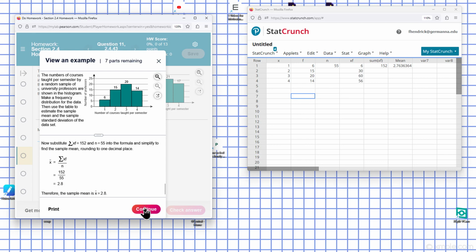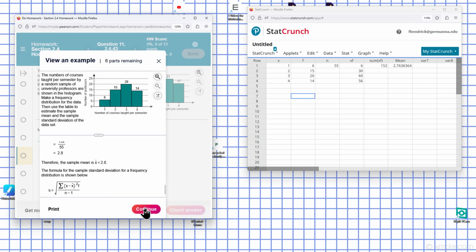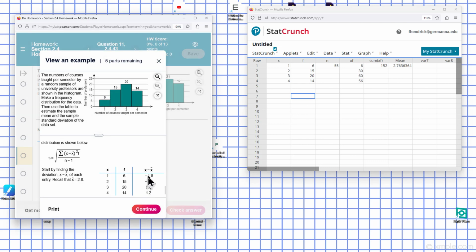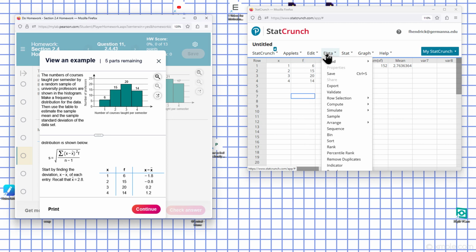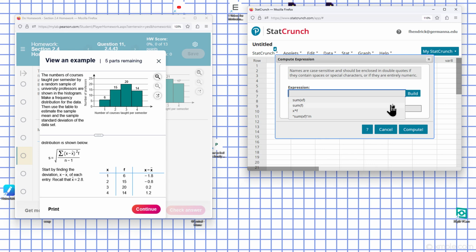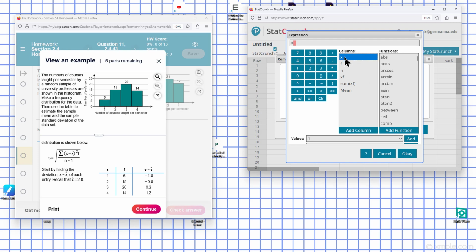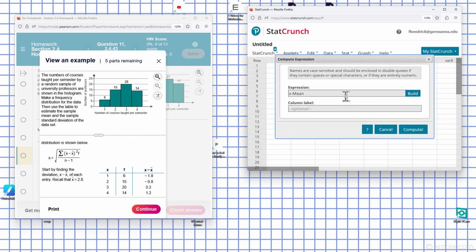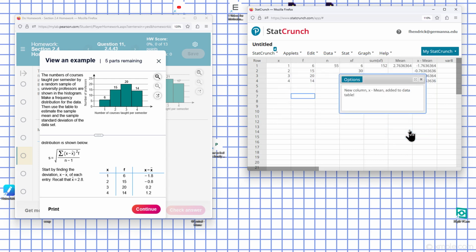Now I want to find the standard deviation. The first thing we have to do is compute x minus the mean. So data, compute, expression, build, x minus the mean. Hit compute. And there's the x minus mean.